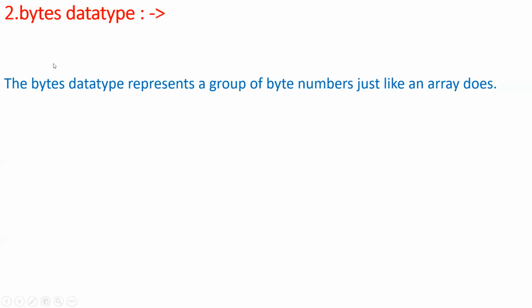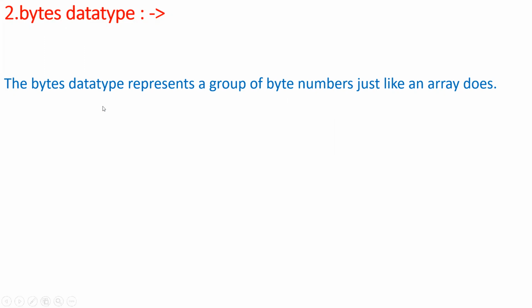Now discussing the bytes data type. Remember, the bytes data type represents a group of byte numbers. See here, this is the difference. It only has numbers, not characters, not strings. Very first one, got my point? The bytes data type contains only integer values. It does not consist of strings or characters. It only contains integer values.